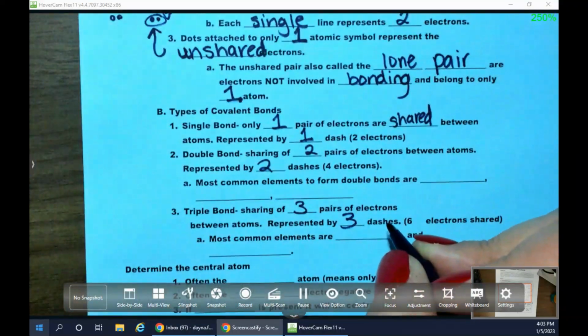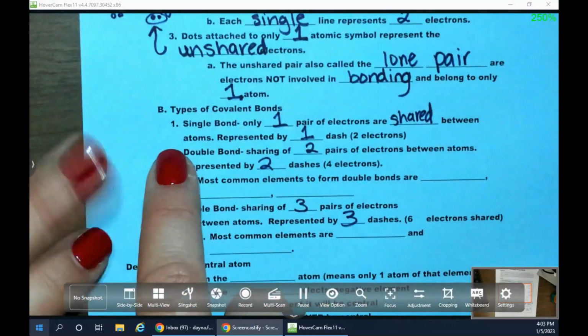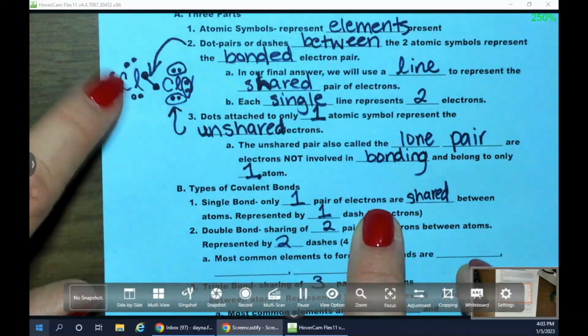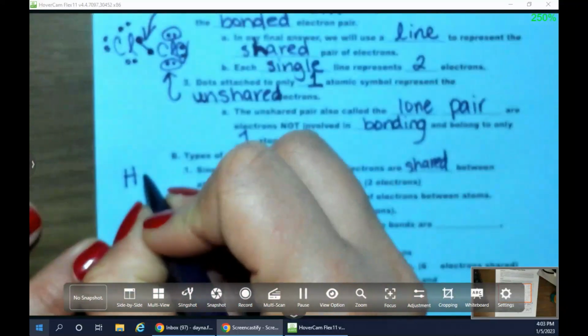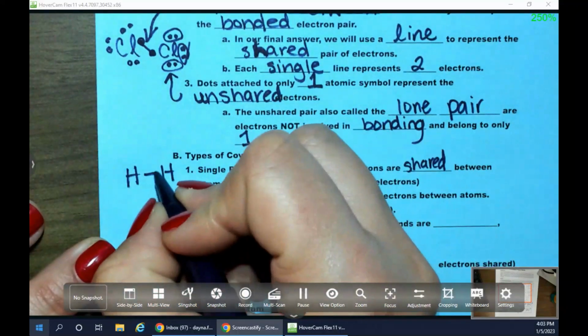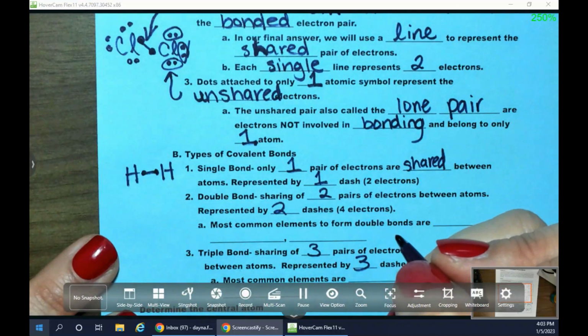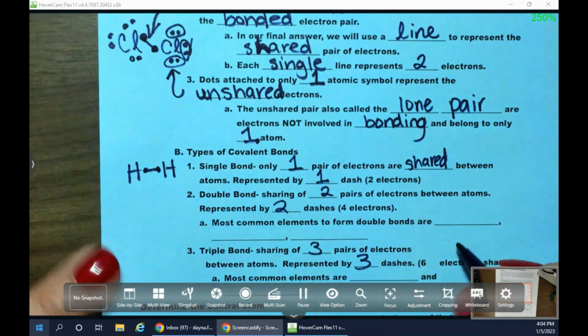So just to kind of give you an image of what this looks like, right? So let's go back up to the first one. Single bond, only one pair of shared electrons. So just like what we had up here, but I'm going to go ahead and draw out hydrogen bonded to another hydrogen. So single bond. There you go.